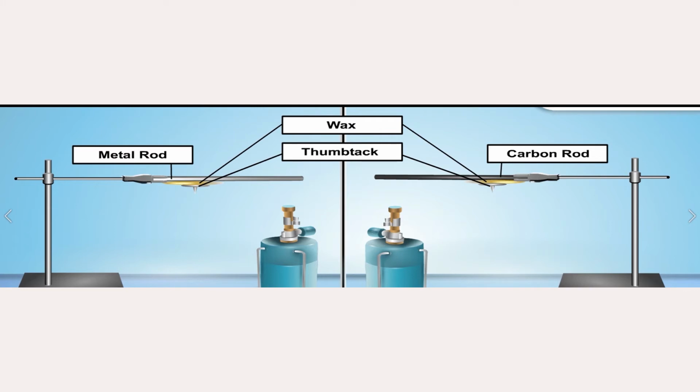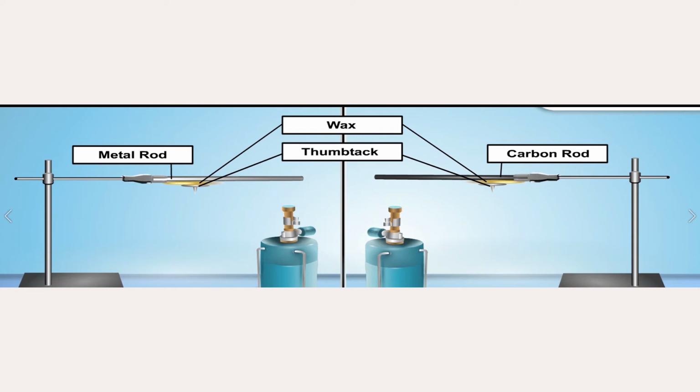An apparatus is set up as shown. Two thumbtacks are attached to one end of the copper rod and carbon rod with wax. The other ends of the copper and carbon rods are heated simultaneously. The order of the thumbtack falling off is observed and recorded.